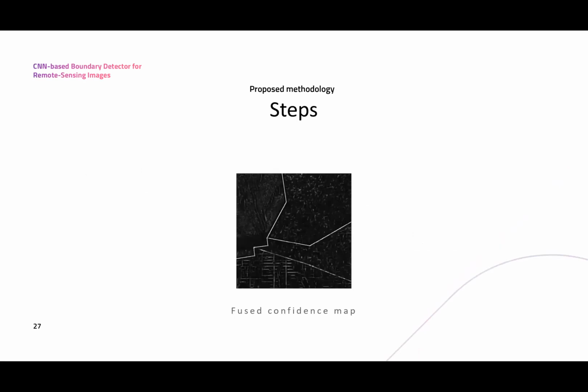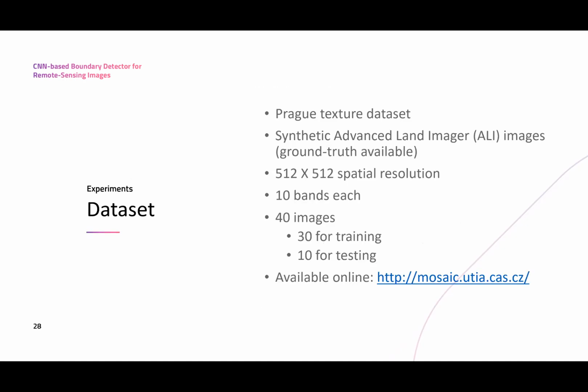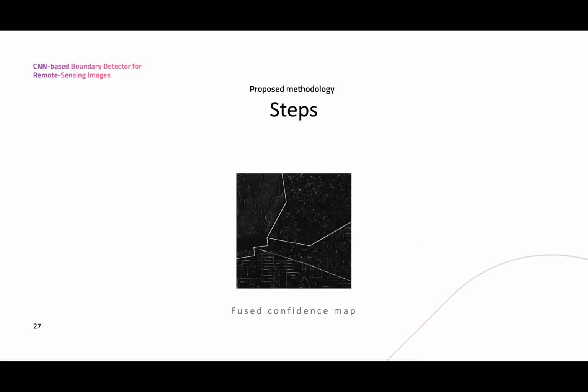So this is the fused confidence map after we average them together, or median, or majority voting. We'll see the different options and their effective performance. From this final fused confidence map, you can set a threshold, for example. It depends on your application. Some would like to get the absolute difference between regions, then you can set the threshold accordingly.